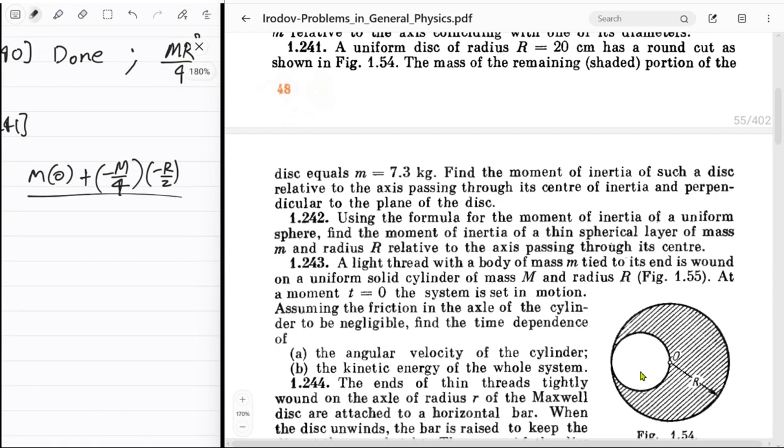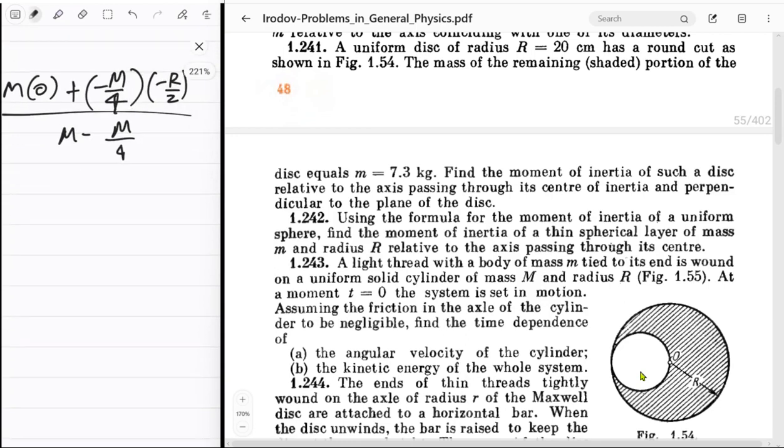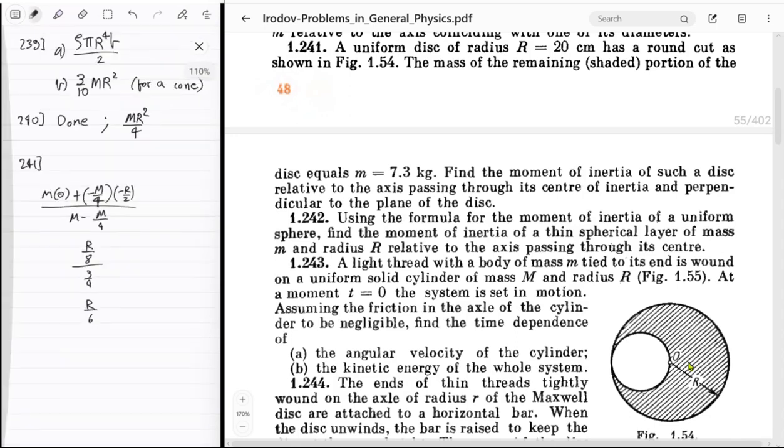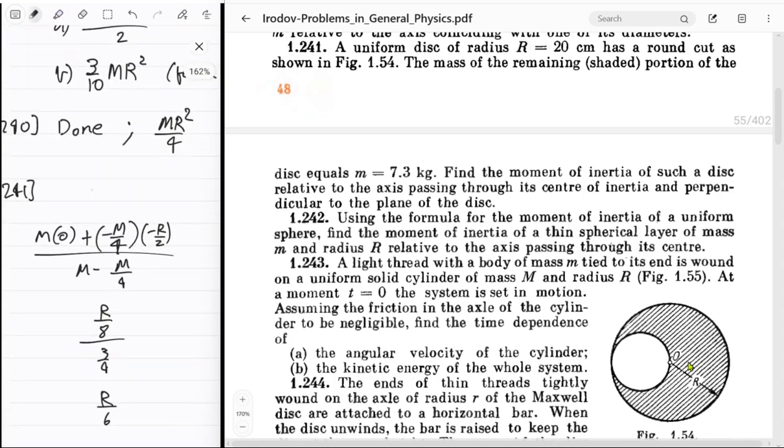All of that upon the total mass, which is m minus m upon 4. Sorry, not m minus 3m upon 4. That's the total mass, so this thing plus that. So you just got how much? This m cancels, r upon 8 upon 3/4, which is r upon 6. So it's r upon 6 on the x-axis, which is at this point. So you got that now. OC is just r upon 6.